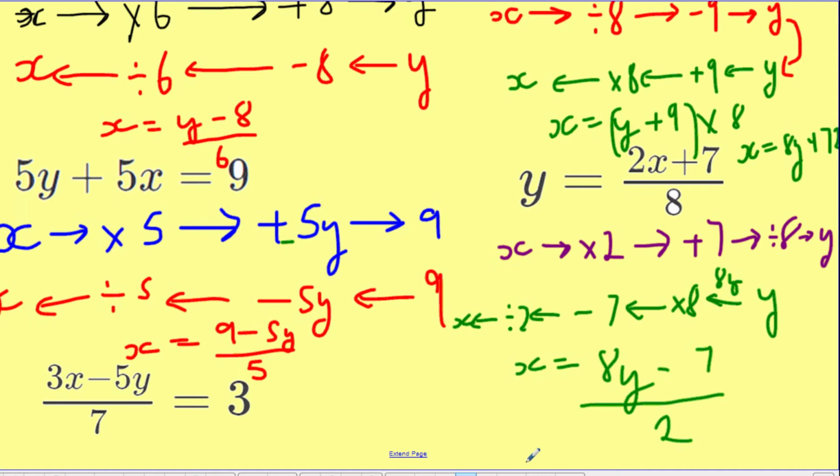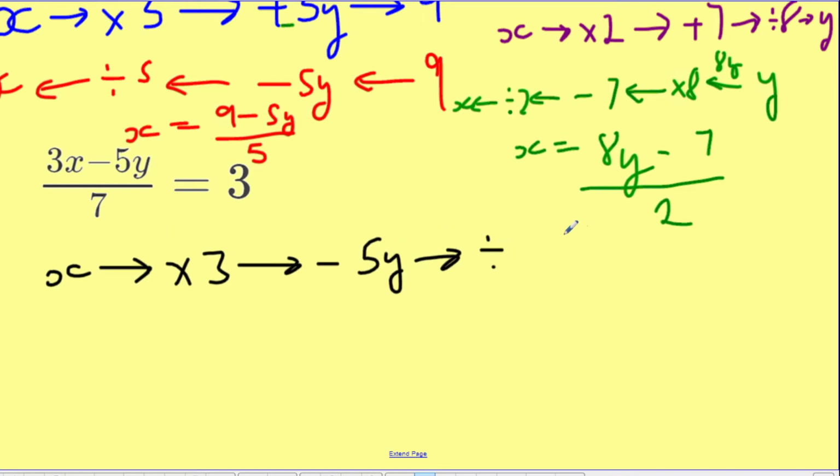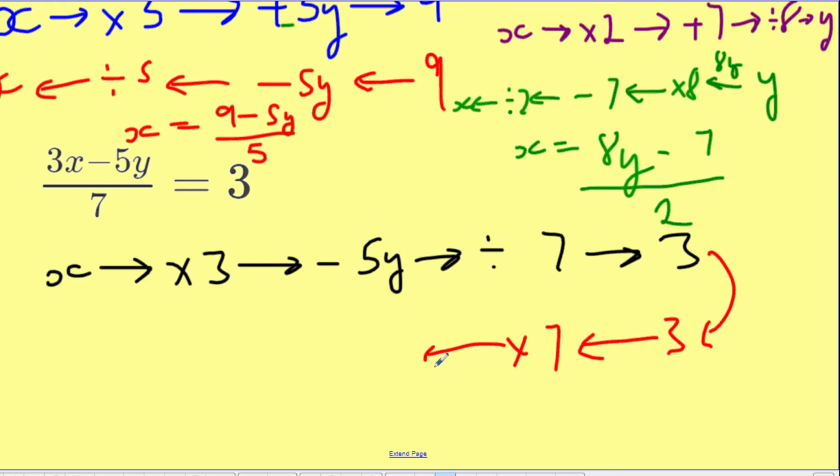Okay, and the final one to work on, I'll look at all this space. Should have put that earlier on. We've got x. Okay, it's 3x multiplied by 3 minus 5y divided by 7 gives me 3. Okay, let's reverse it. We've got 3 times by 7, add 5y, divided by 3. That gives me x.